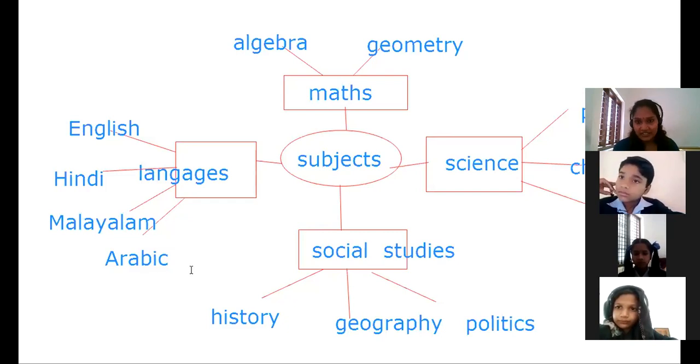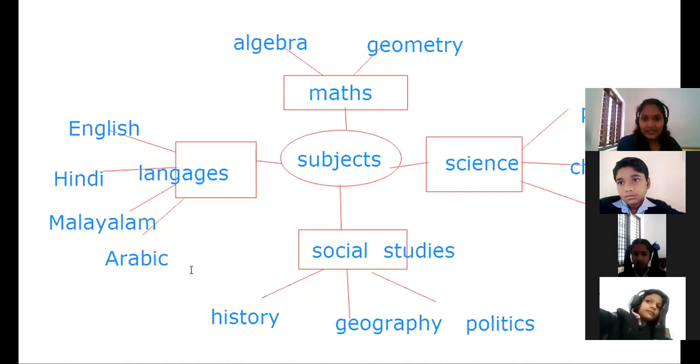You can understand that from this graph, right? Or this picture. When we look at science, we have again subcategorization: physics, chemistry, biology. And when we look at social studies, we can see 3 lines, and we will meet history, geography, and politics. This belongs to social studies. When we consider languages, the languages we study are English, Hindi, Malayalam, Arabic, that we can easily identify from this.